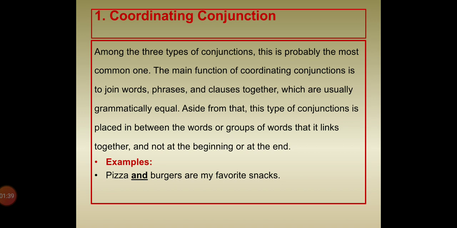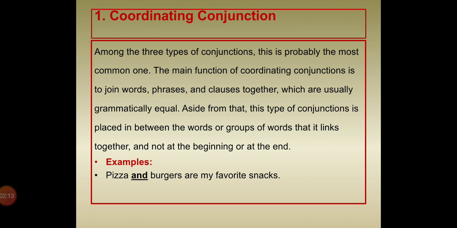The main function of coordinating conjunctions is to join words, phrases, and clauses together, which are usually grammatically equal. This type of conjunction is placed in between the words or group of words that it links together. So this type of conjunction does not come at the beginning or at the end of the words or group of words. It is placed between the words or groups of words.